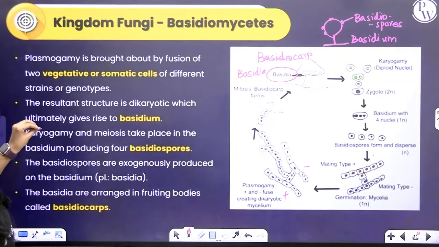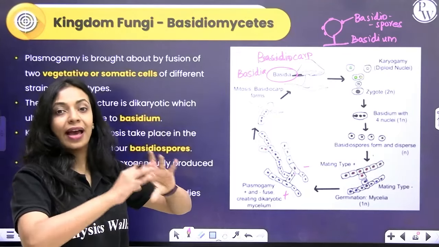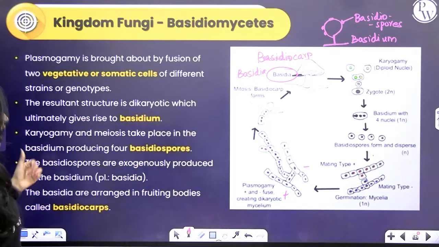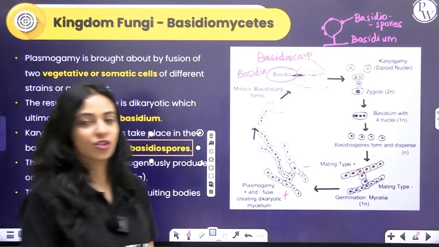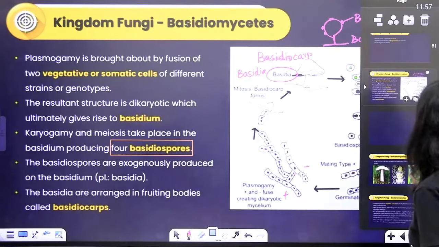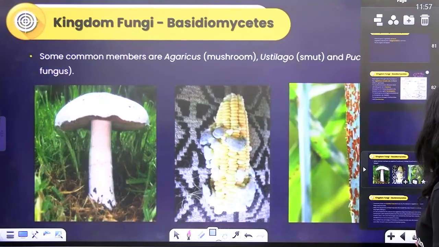In the basidium itself, nuclear fusion, karyogamy and meiosis will take place. As a result, 4 basidiospores are produced. The basidiospores, when they germinate, will give rise to new hyphae. Okay. Some examples of basidiomycetes.